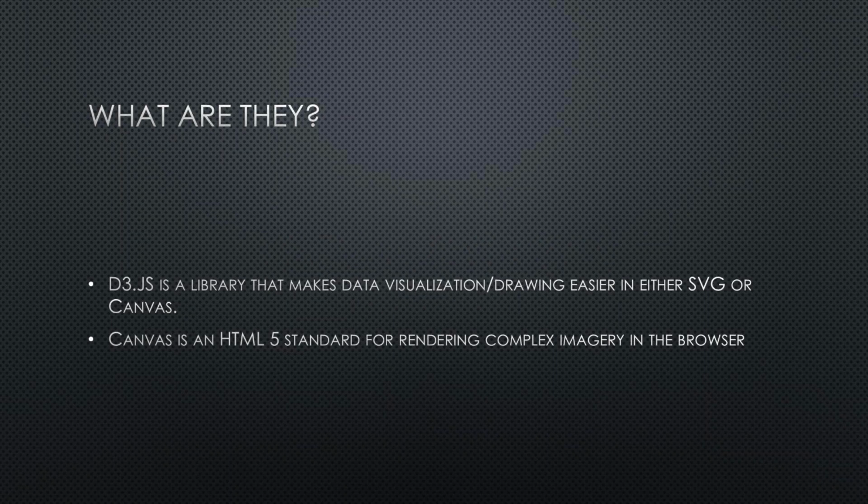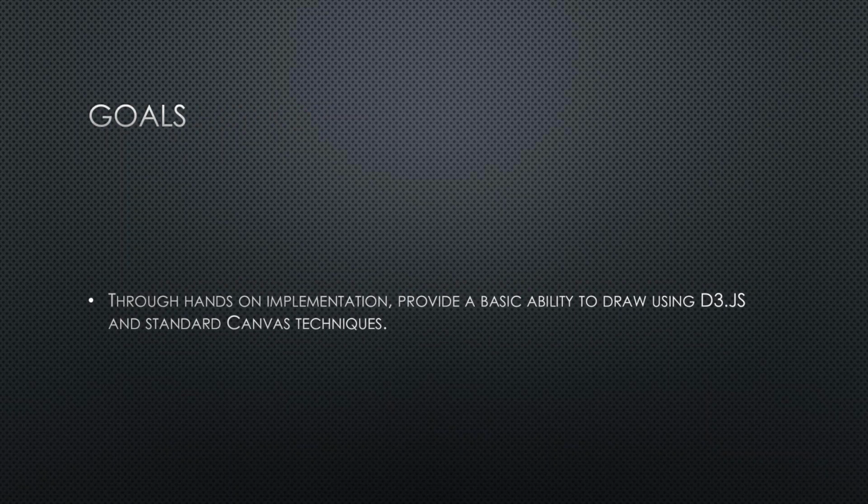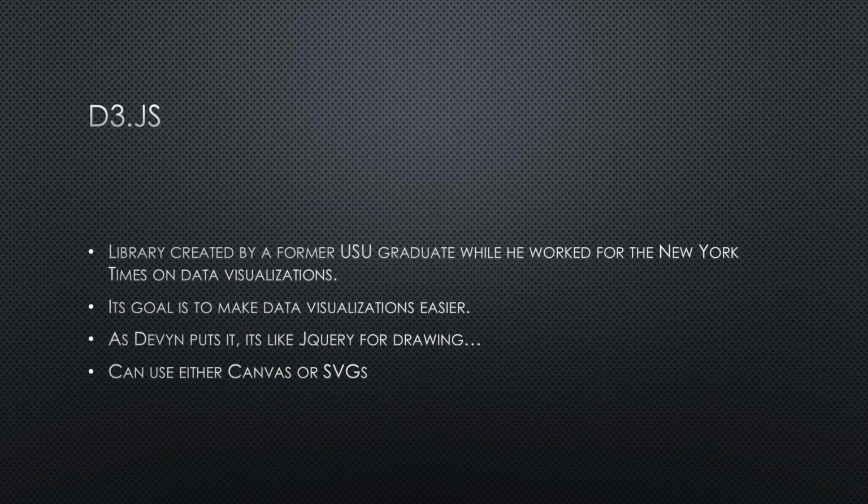So Aaron and I, we're going to tag team this one. We're going to talk a little bit about D3.js and some drawing with SVG and Canvas. So he's going to do a lot of the Canvas stuff. I'm going to do the D3. D3 is just a library that makes it easy to do data visualization and drawing. It lets you do it with either SVG or Canvas. And then Canvas is just an HTML5 standard for rendering things. So the goal is that we're going to give you guys some basic skills to draw things with that would be a little more advanced with HTML or SVG.